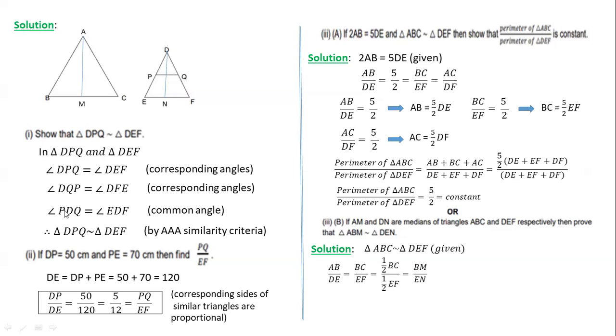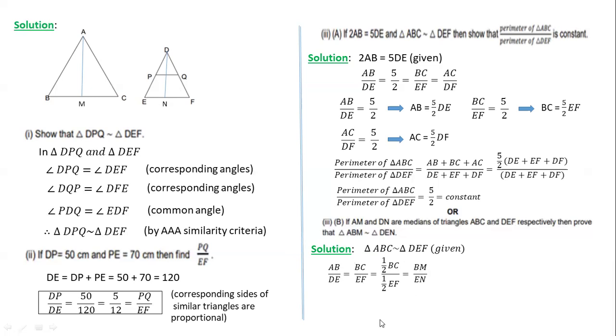Half of BC. As I told you, M is a midpoint. M is a midpoint means half of BC will be just BM. So that's why I have written here BM. Similarly, half of EF. EF is here and half of this, that is N, is a midpoint. Therefore, it should be EN. So half of EF is EN. That means AB upon DE is equal to BM upon EN. So two sides are proportional.